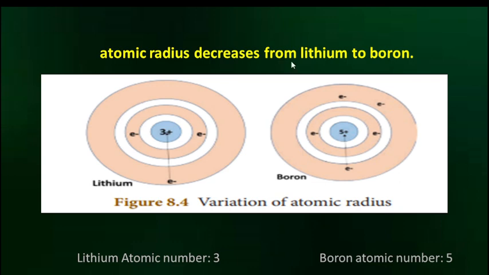Atomic radius decreases from lithium to boron. Lithium has atomic number 3, boron has atomic number 5. So the atomic number increases from left to right, and the atomic radius decreases from lithium to boron.